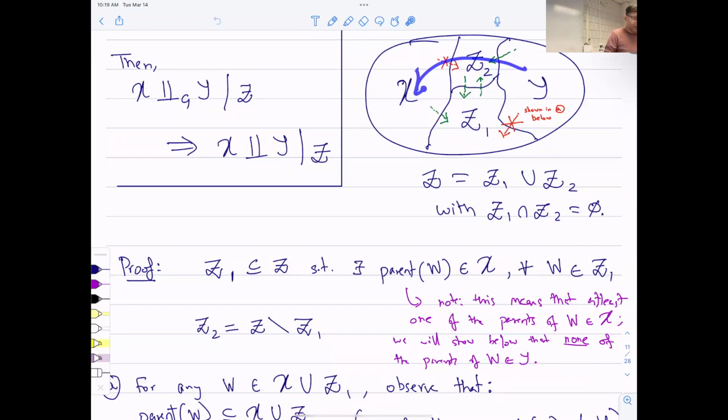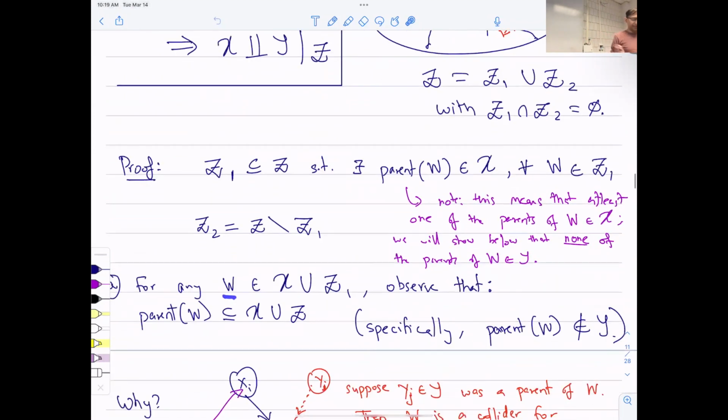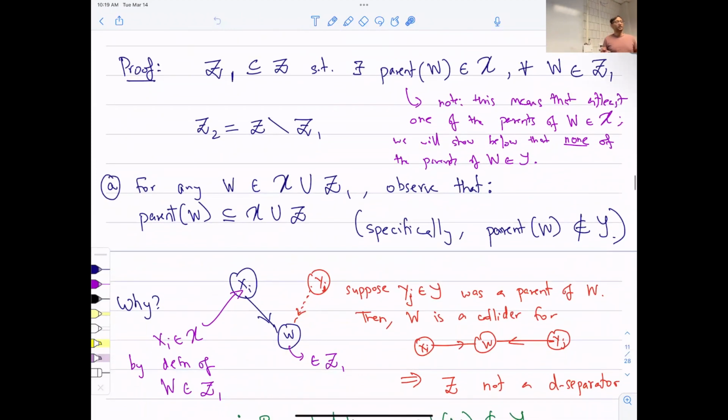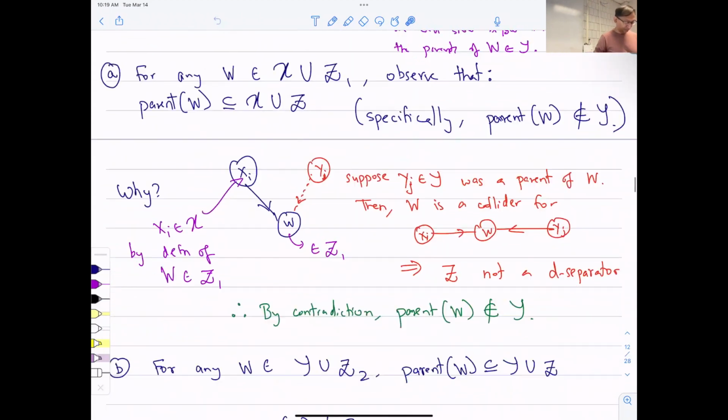Of course, this is not allowed either, because otherwise there's an immediate path. Okay. So this is property A. For any W in X union Z1, all its parents are in X union Z. Is it clear? Right.